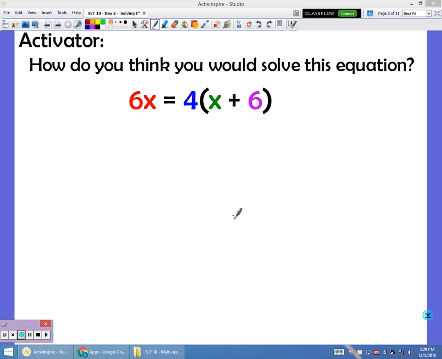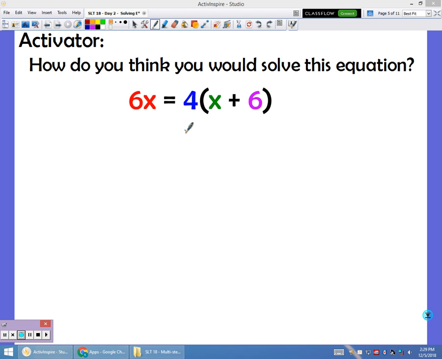Okay, let's start today's lesson by looking at this activator. I'd like you to think about the equation and what you think we would need to do first in order to solve it. If you're thinking about the GEMS process we talked about earlier in this unit, and that we need to get rid of or eliminate the parentheses, then you are correct.